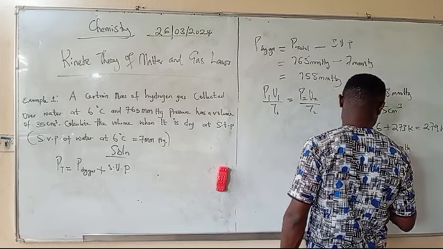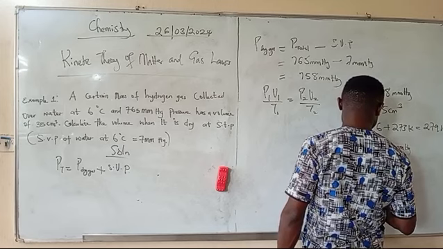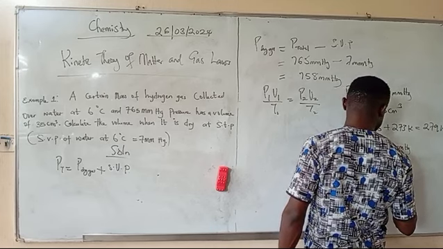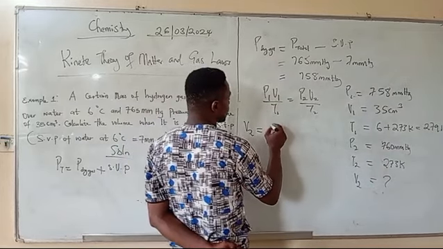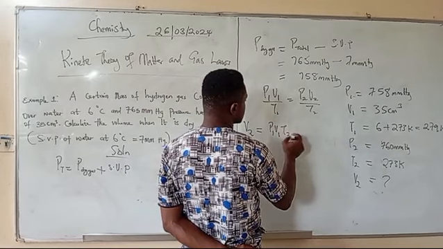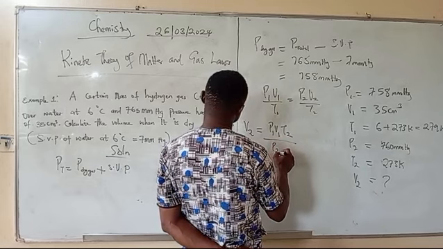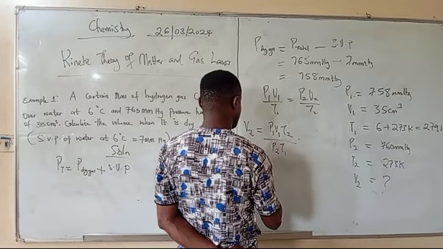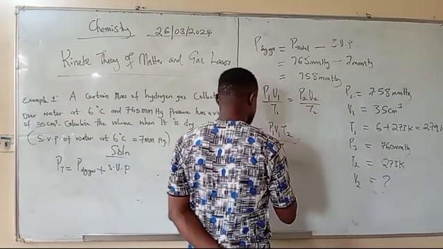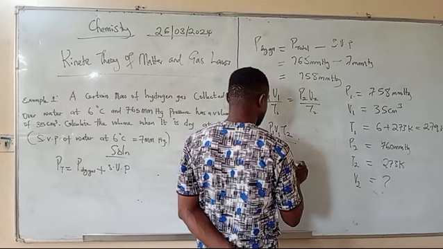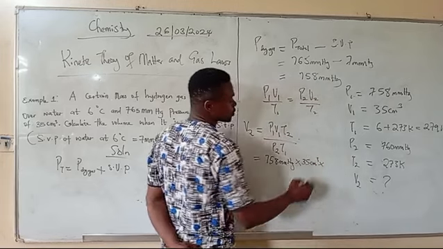T1. So here, P1, the first pressure, was 758 millimeter mercury times V1, which is what? 5, times T2, over P2, 760 millimeter mercury times T1. Millimeter mercury will do what? Cancel millimeter mercury. We are left with what? cm³.